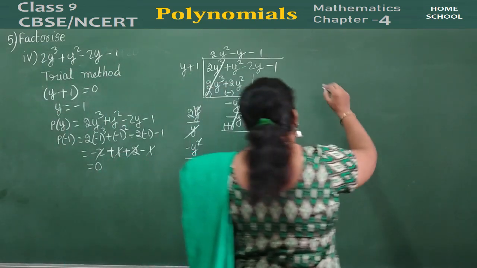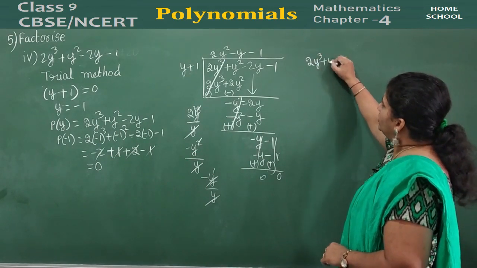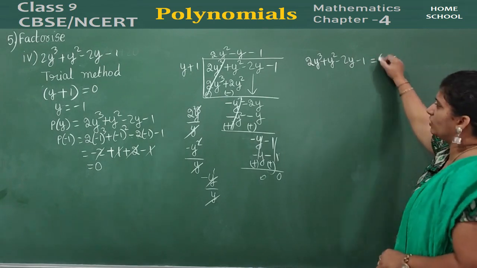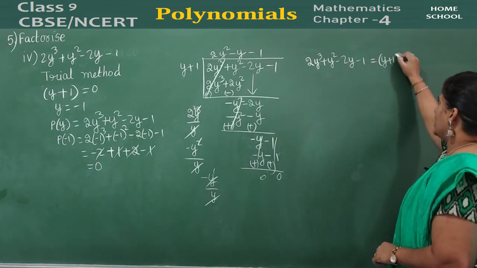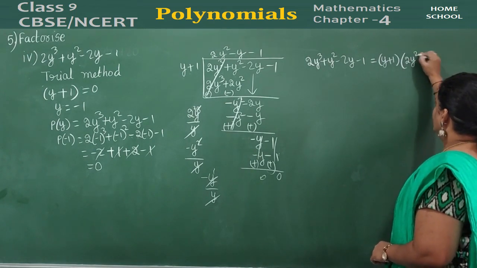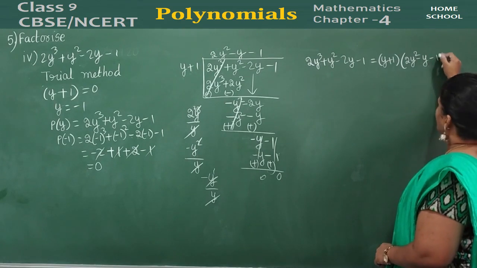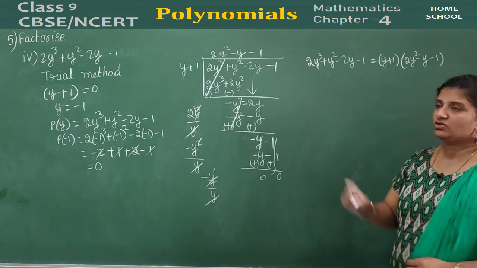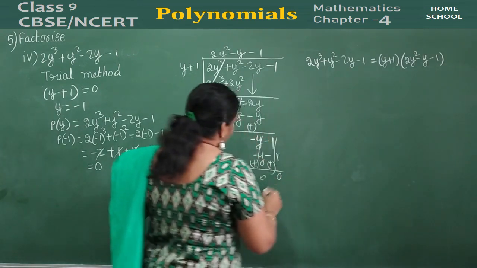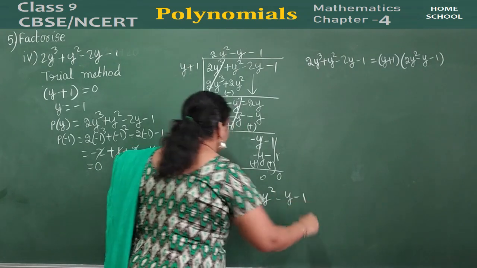Therefore, what are the factors for this cubic polynomial? 2y cube plus y square minus 2y minus 1 is equal to y plus 1 into the quotient. What you got? 2y square minus y minus 1. So still I need to factorize this, right? So let's go with the split method on this one: 2y square minus y minus 1.